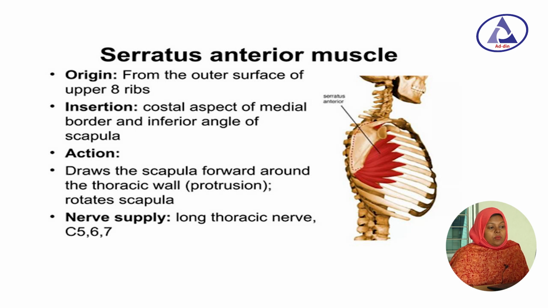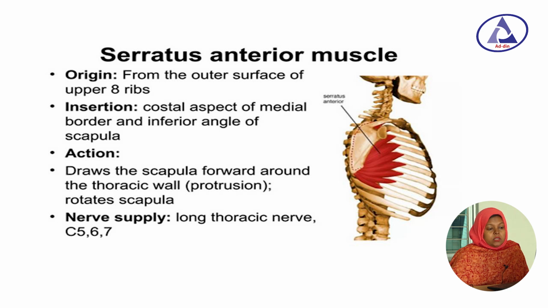Now, one of the important muscles in our body is the serratus anterior. It originates from the outer surface of 8 ribs, that means it has 8 digitations. Insertion, this is very important: it is inserted into the medial border and inferior angle of the scapula.